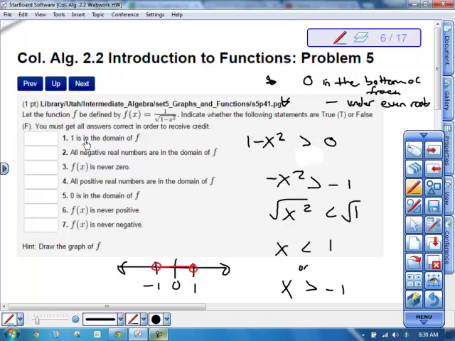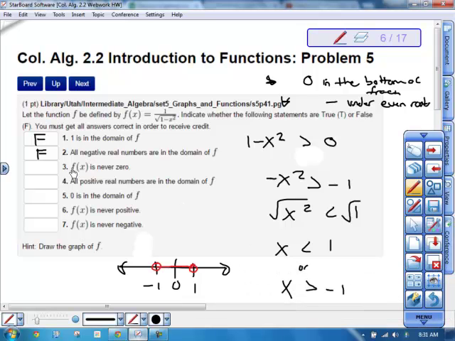It says, is 1 in the domain? Well, no, 1's not in the domain, because 1 gives you a 0 in the bottom, which is undefined. So that'd be false. All negative real numbers are in the domain? That's not true. We know that -2 is not in the domain, right? It's only these values, so that's false. F of x is never 0? Well, that's not true. This thing can be 0.